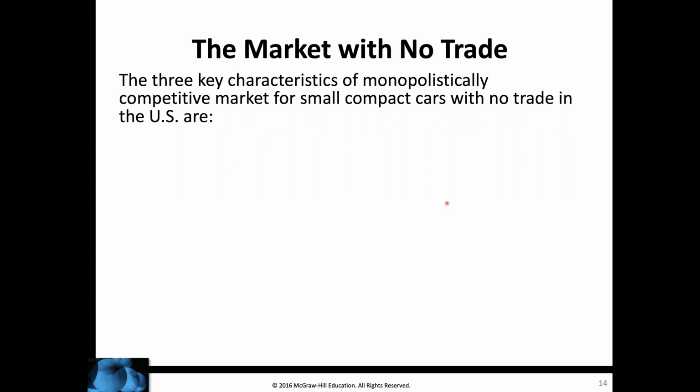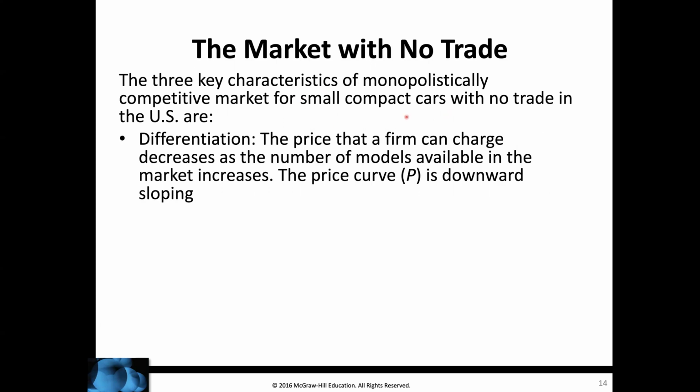Now let's look at a monopolistically competitive market with no international trade. So the three characteristics of a monopolistically competitive market for small compact cars with no trade in the US are, first, differentiation. So we're talking again, no trade, there's no international trade here. Differentiation, the price that a firm can charge decreases as the number of models available in the market increases. So that makes sense. The more competition there is, the more alternatives that people have, it would drive down the overall price. So the price curve, P, is downward sloping. We'll look at a curve here in just a second.